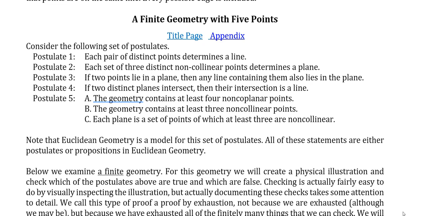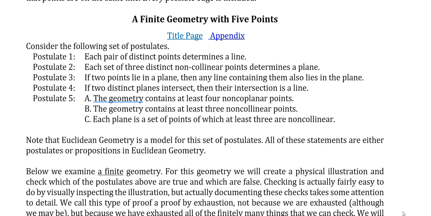Postulate 1, each pair of distinct points determines a line. Postulate 2, each set of 3 distinct nonlinear points determines a plane. Postulate 3, if 2 points lie in a plane, then any line containing them also lies in the plane. Postulate 4, if 2 distinct planes intersect, then their intersection is a line.